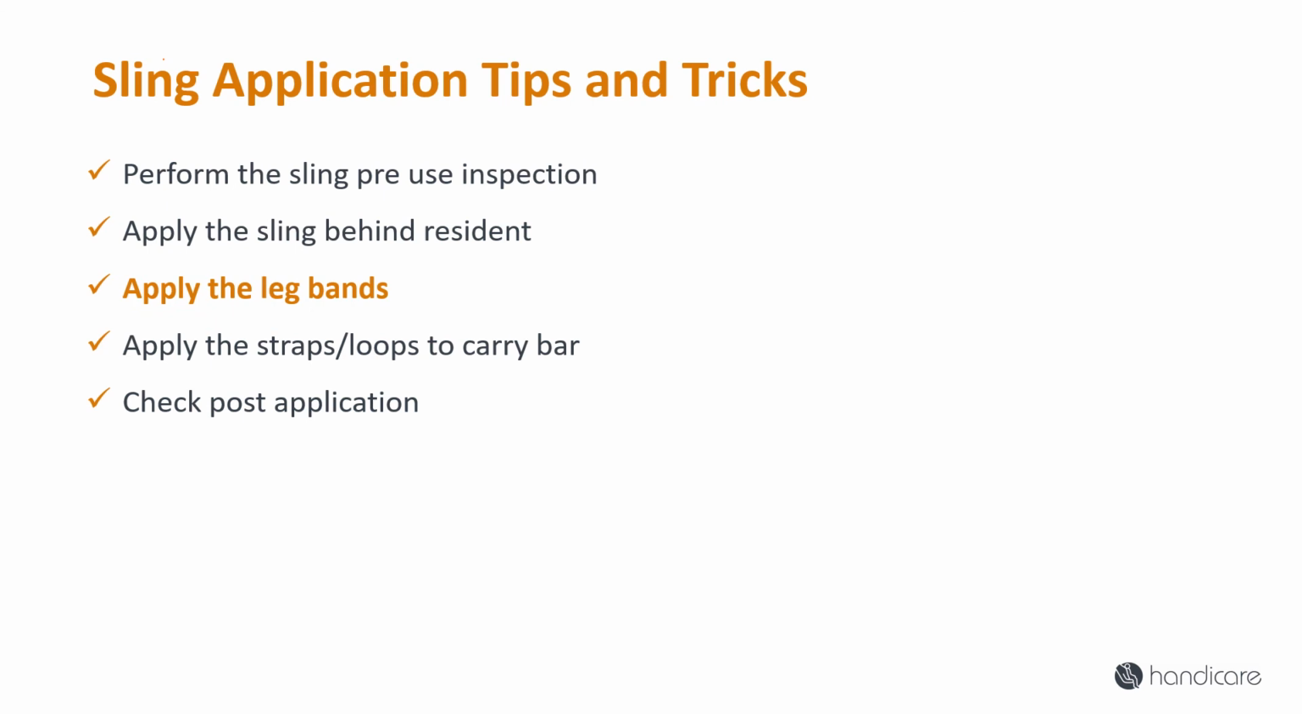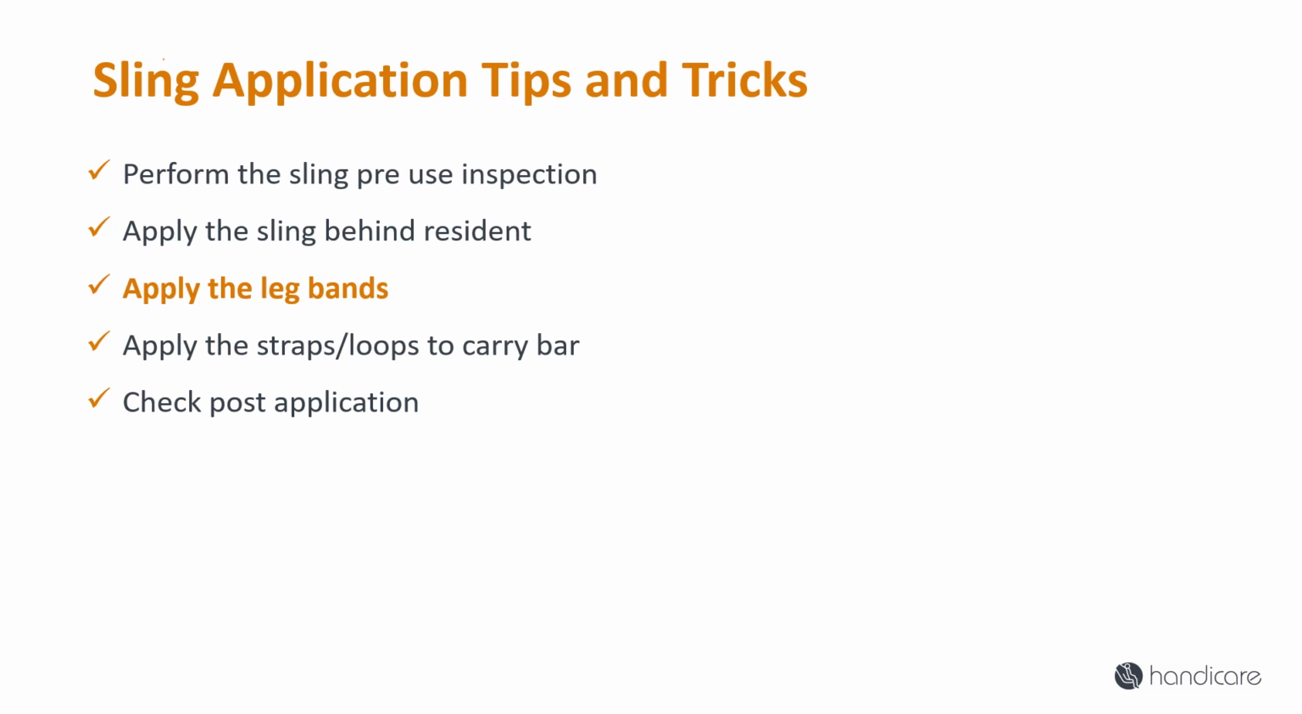Next, straighten the leg bands and ensure they are equal and level on both sides. To slide the leg bands under the resident's thighs, first check if the resident is able to safely assist. Are they able to raise the knees up by either going up on their toes or by using their hands to lift the leg up? This will make it easier for the caregiver to apply the leg band under the elevated thighs.